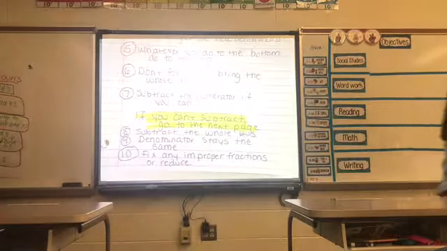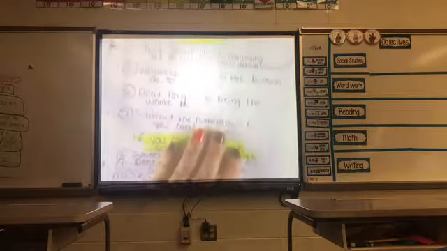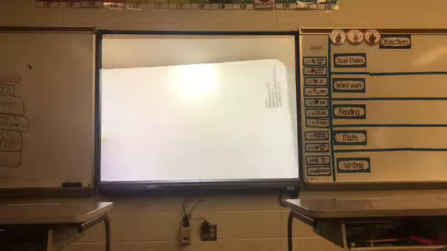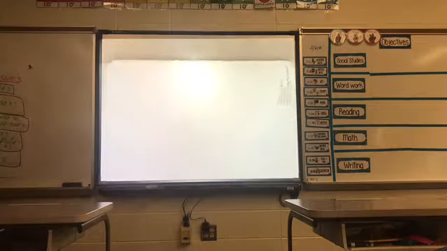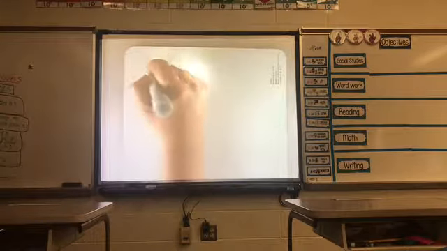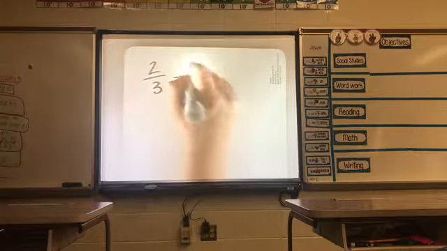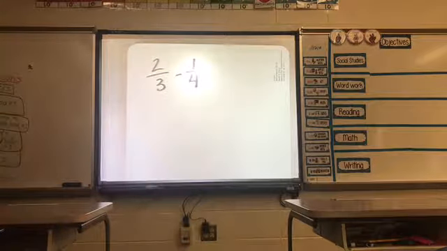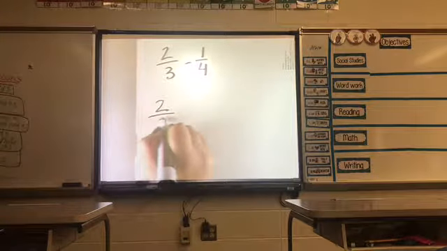So I'm going to do 2 examples for you. These should actually be pretty easy for us. I am going to do one that is just a proper fraction, and the other one will be a mixed fraction. So the first one, we have 2/3 minus 1/4. So step number 1 is to write the fraction up and down.